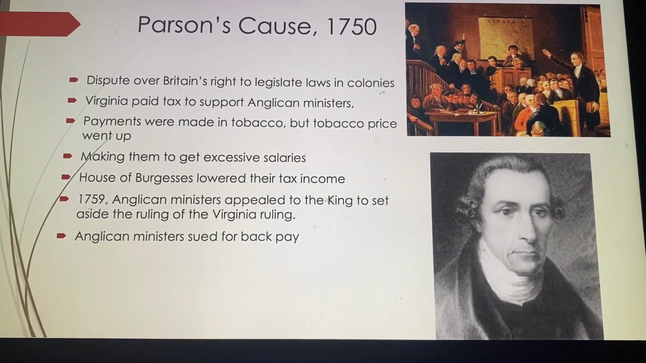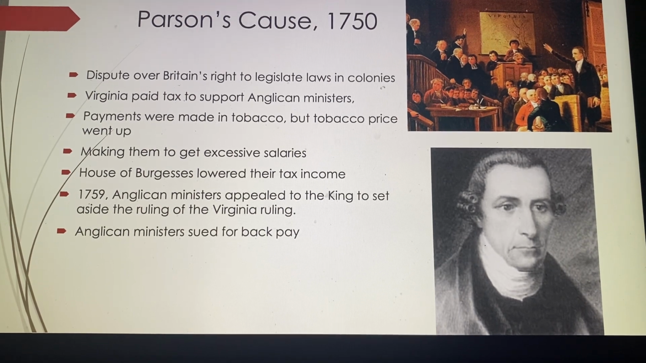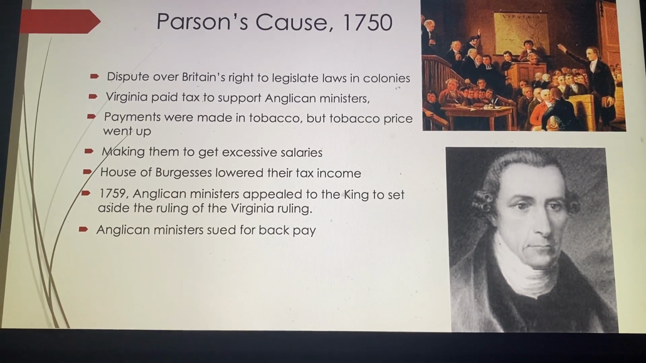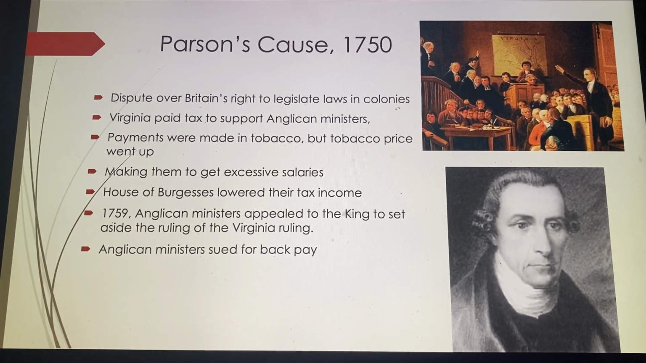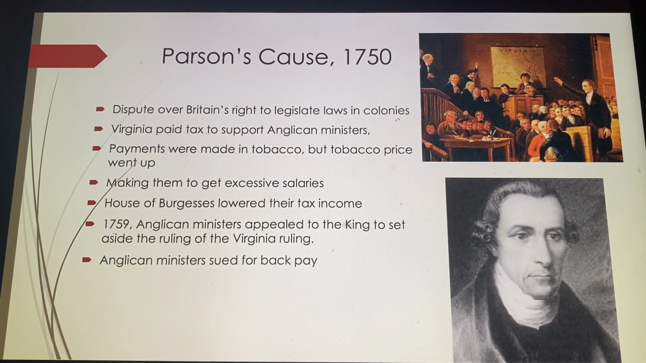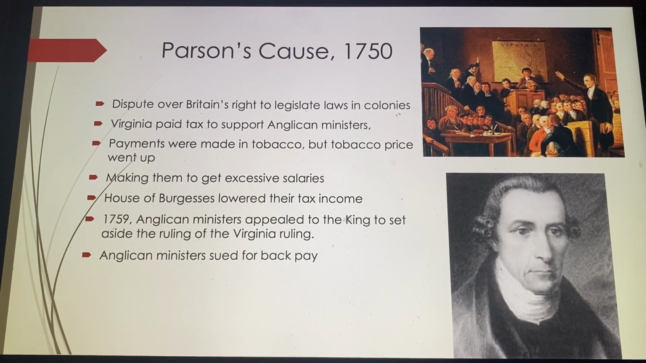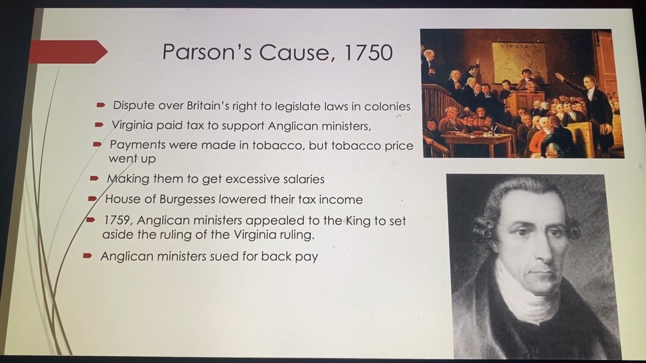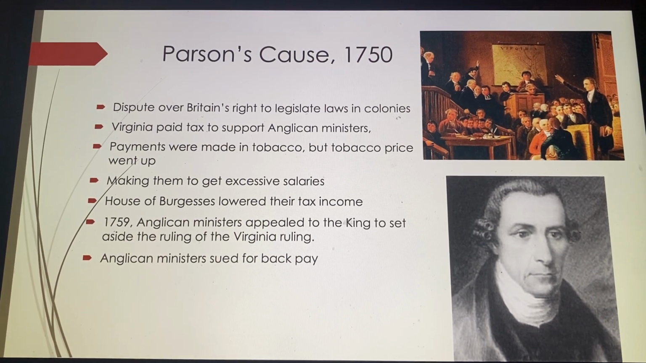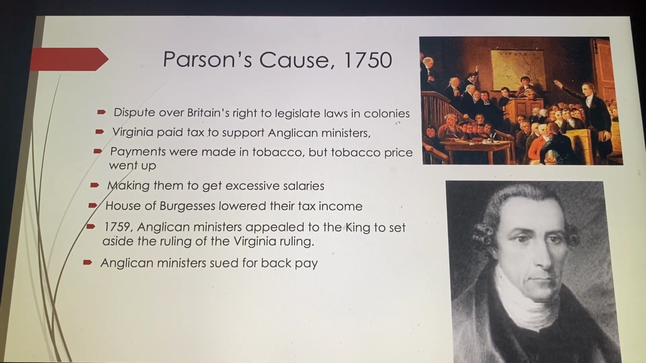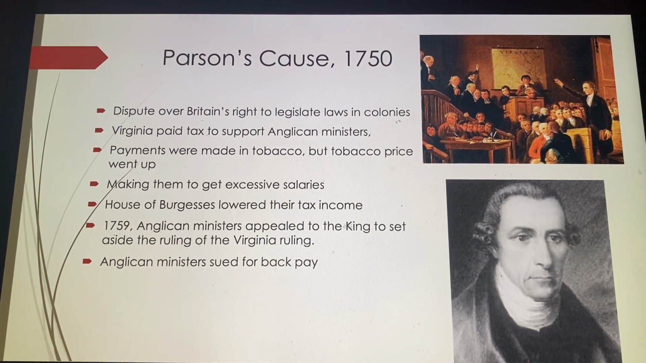Parsons Cause in 1750. So this is the first time I heard of this episode. It's quite a deal. There was a dispute over Britain's right to legislate laws in the colony. The British thought they could come in and make laws in the colonies as they saw fit. And Virginia paid taxes to support Anglican or English ministers. So these Anglican ministers were coming in from England, and Virginia had to pay them tax money.